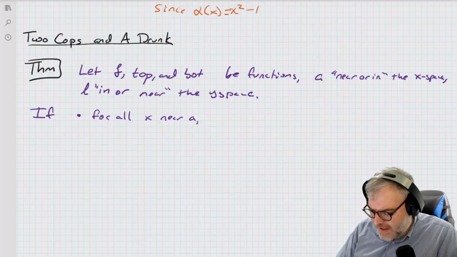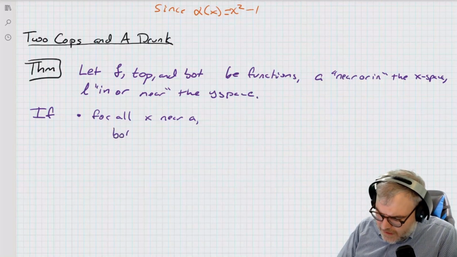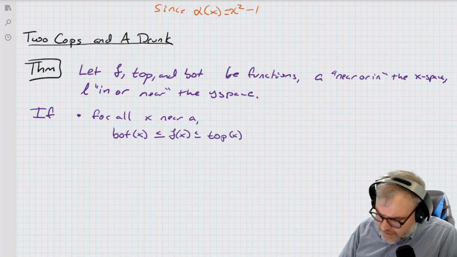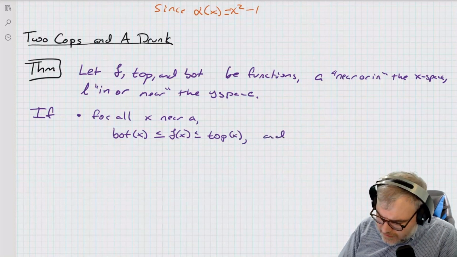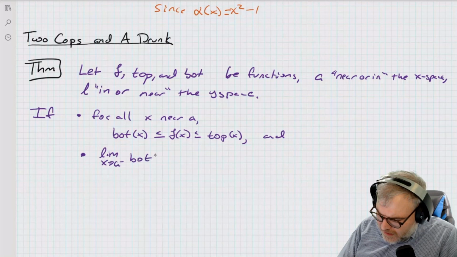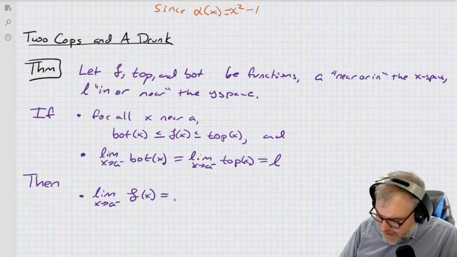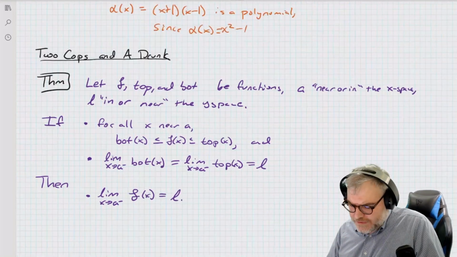If for all x near a, bot of x is less than or equal to f of x is less than or equal to top of x, and the limit as x goes to a from the left of bot of x equals the limit as x goes to a from the left of top of x equals L, then the limit as x goes to a from the left of f of x equals L. Okay, so here's the theorem. Two Cops and a Drunk.